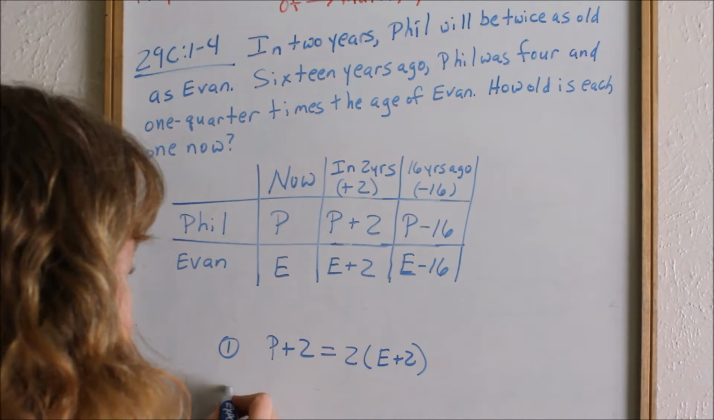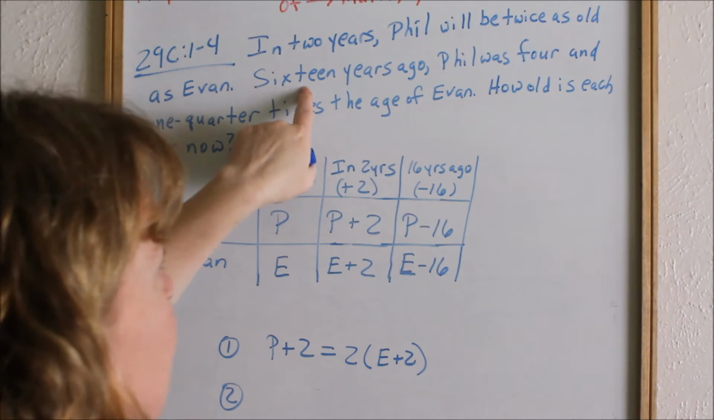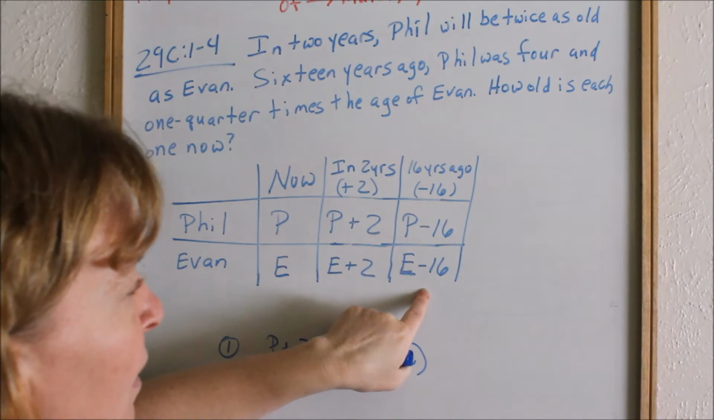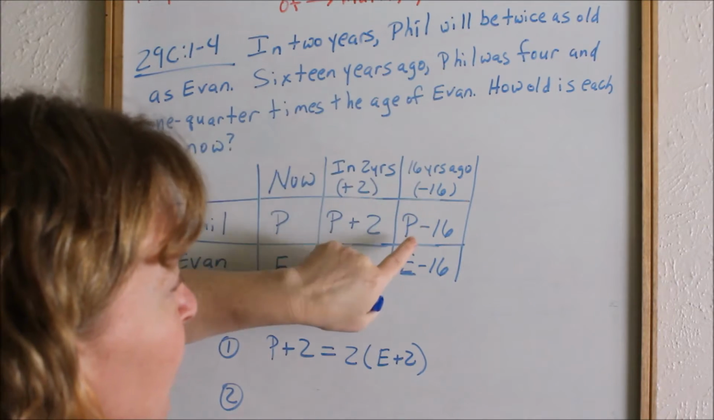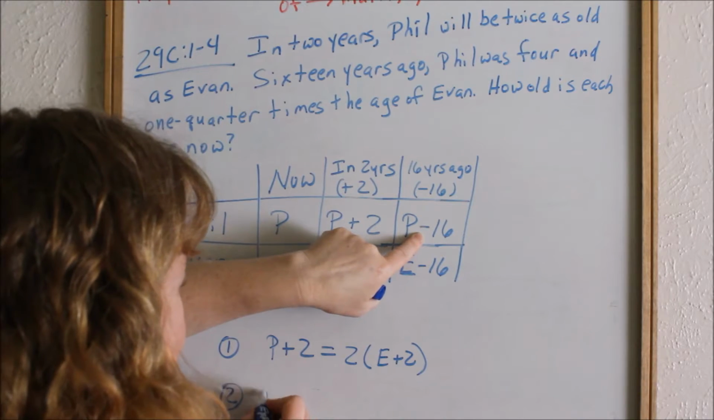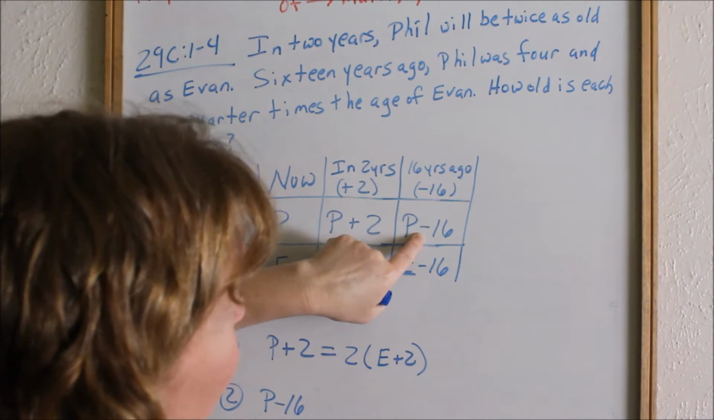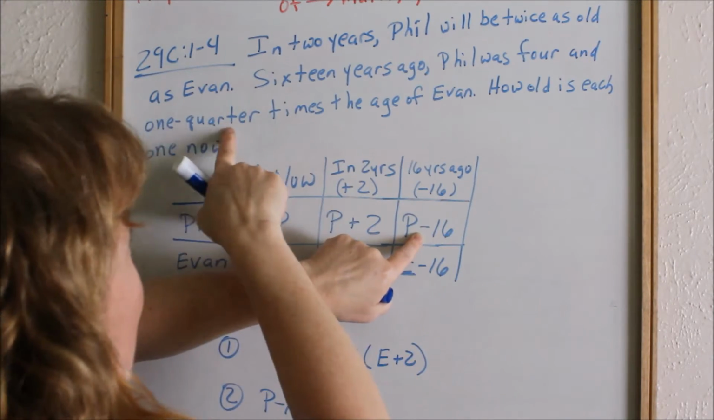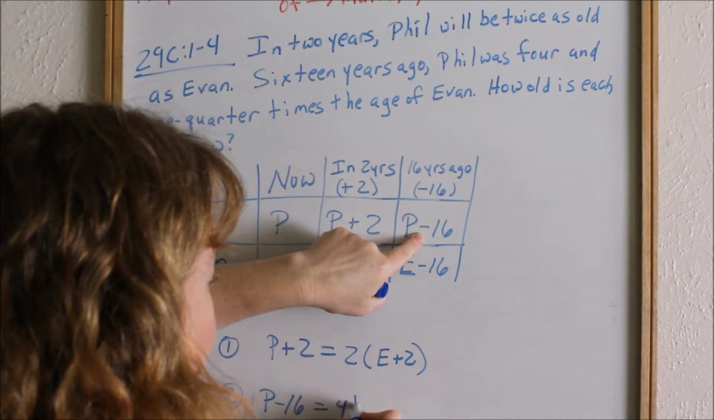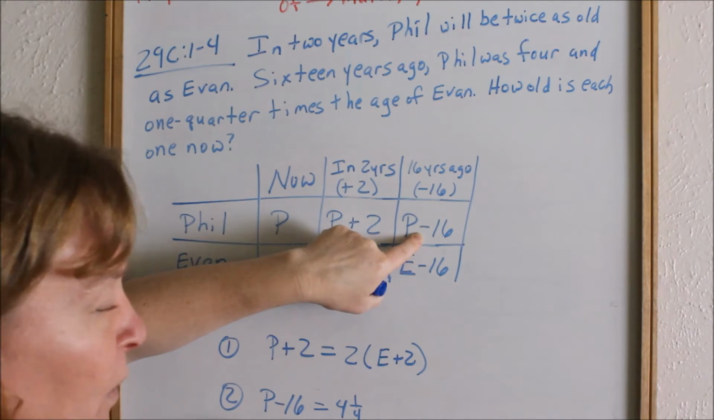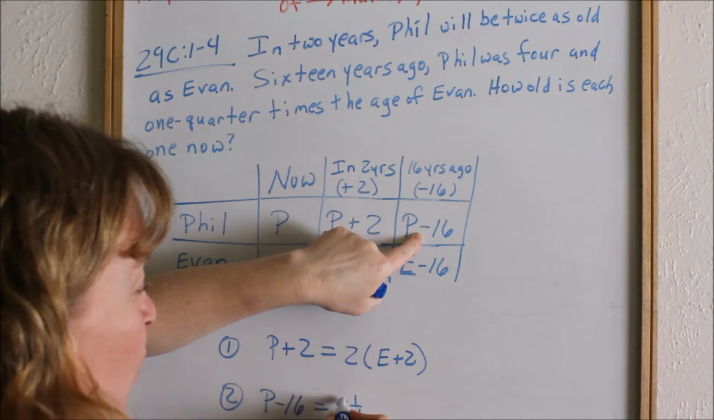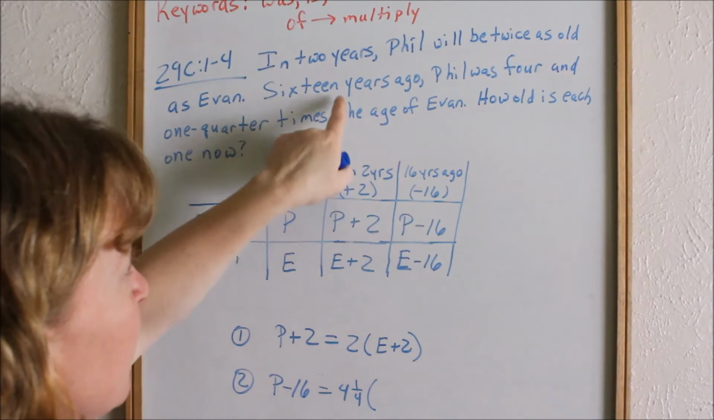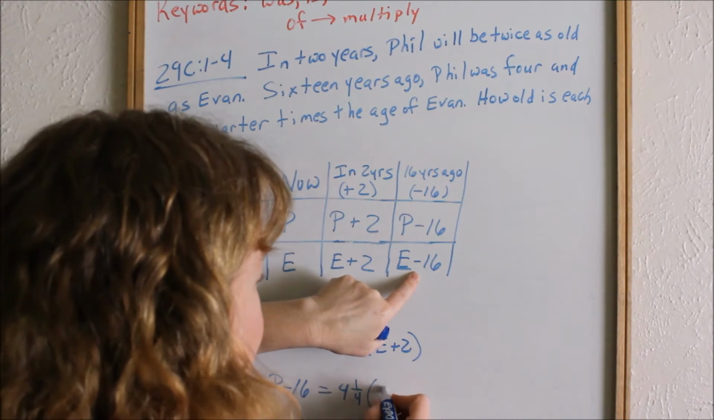Now let's go write our second equation with our next sentence. 16 years ago. So 16 years ago, that's this column right here. 16 years ago, Phil, here's Phil, was P minus 16. Was, that was an equal sign, 4 1/4 times the age of Evan. Okay, what is Evan? 16 years ago, Evan was this age.